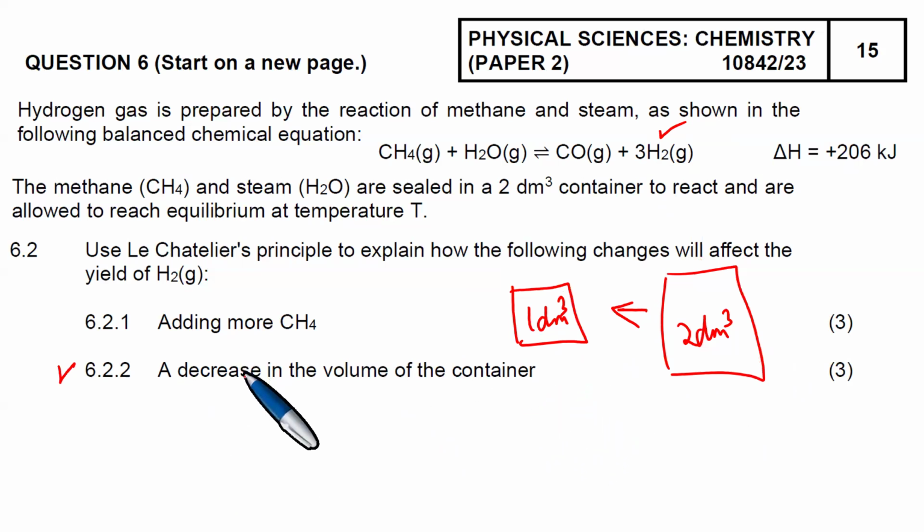And the grade 11 curriculum is clear about the relationship between volume and pressure. So you know that pressure from grade 11 and volume are inversely proportional to each other. Because if you decrease the volume, then you increase the pressure. And therefore you increase the concentration. Okay. You need to explain how the following changes will affect the yield of hydrogen. So if you decrease the volume of the container, so you make the container smaller, how will this affect the hydrogen?